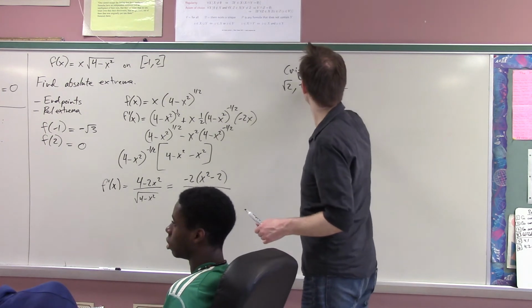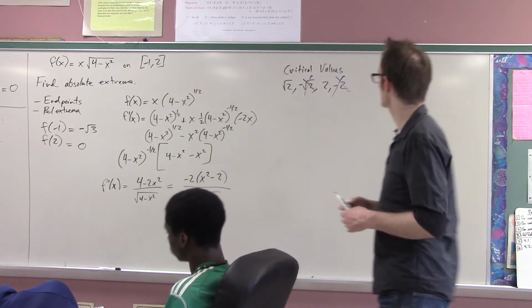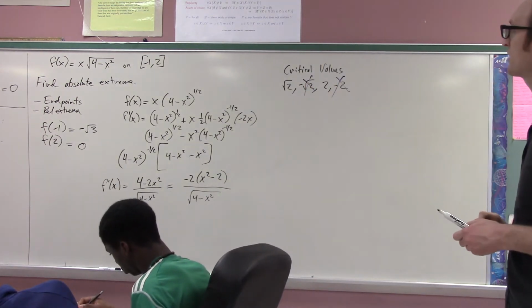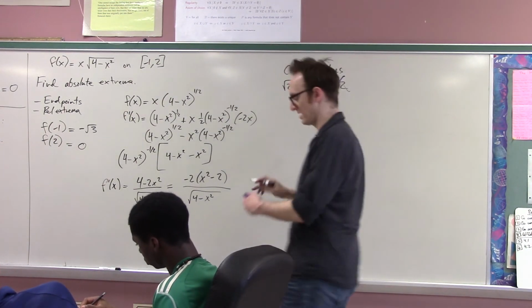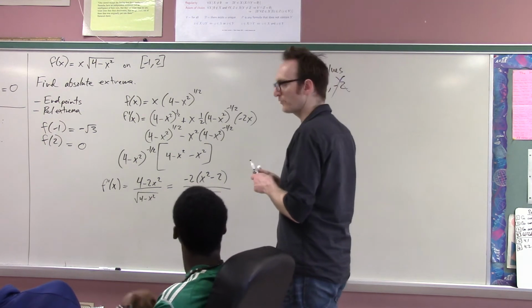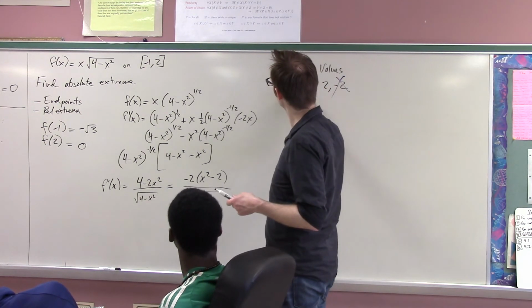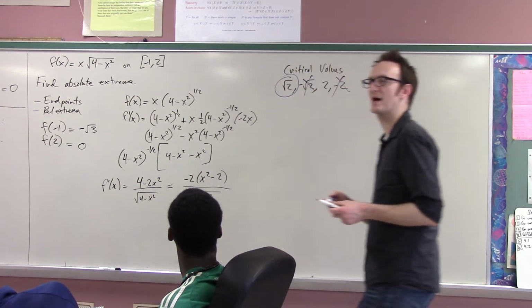Minus 2, negative root 2. So kill those, because they're just not on my interval. And I already tested 2, so really all I have to do now is test root 2. By the way, do I know for sure at this moment that this actually is a relative max or a relative min?